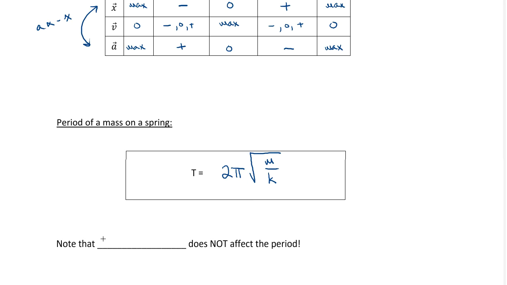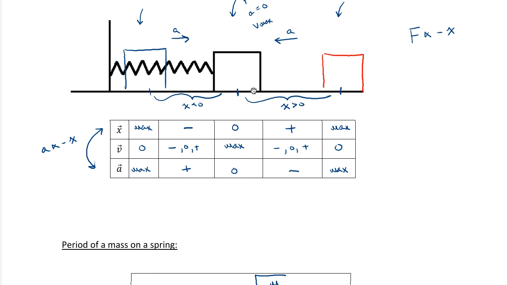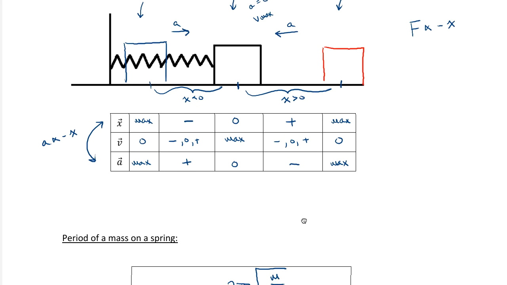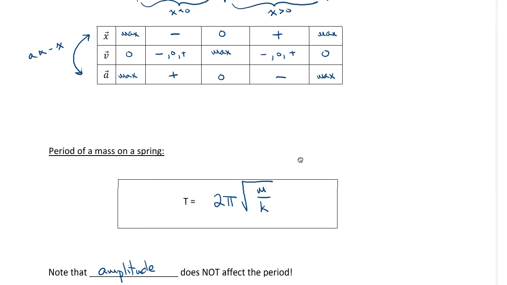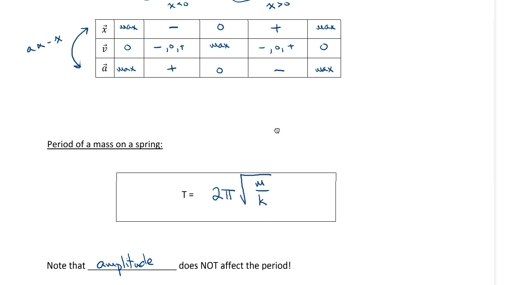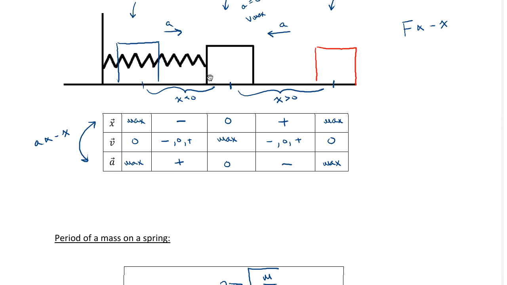Now, a key thing to note here is that amplitude does not affect period, and that can seem very strange. But what that means is, no matter how far I pull this outwards or squish this backwards, its period is going to be the same as it oscillates backwards and forwards. Its period is determined once we have a given mass and a given spring. It's not affected by the amplitude that we stretch it out to. So that's a summary of oscillations and simple harmonic motion.